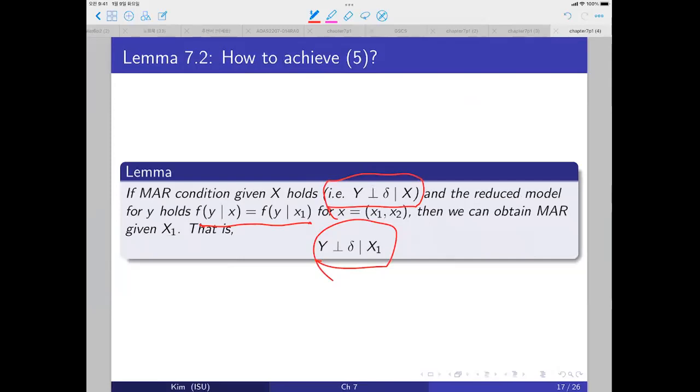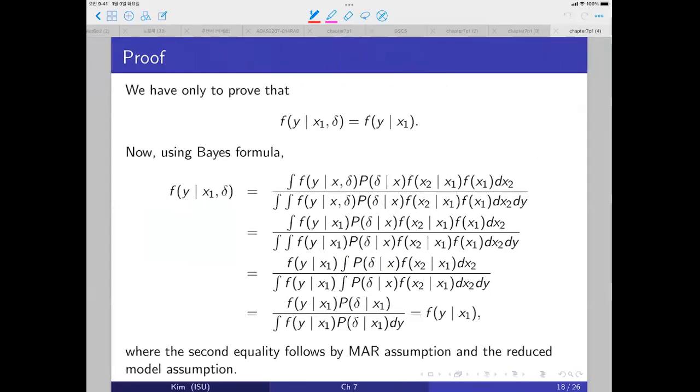So that is another lemma, and here is the proof. What we want to prove is the conditional independence between Y and delta given X1. So which is this, right? The conditional expectation of Y and delta given X1. So that is the reduced MAR.